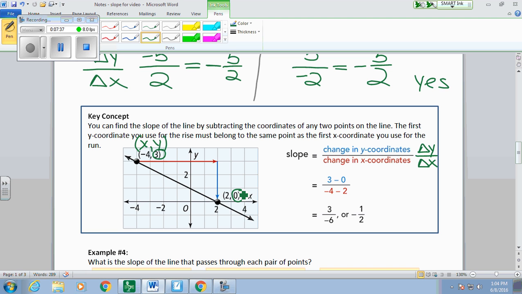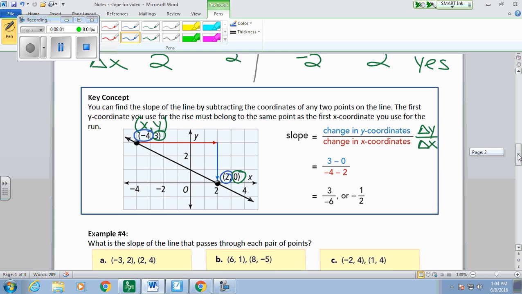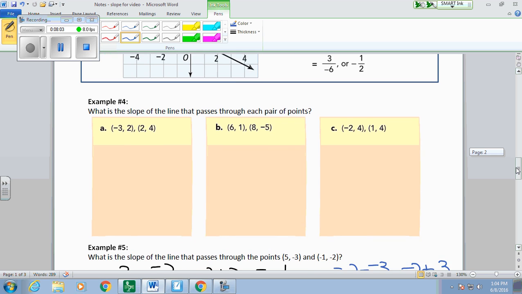Then because they started with the 3 first, they have to start with the negative 4 first when they do their subtraction. Otherwise, we would get the wrong answer. So they started with the negative 4, then subtract negative 2. So 3 minus 0 gives 3. Negative 4 minus 2 gives you negative 6. Reduce that down to equal negative 1/2. We'll do a couple examples together here.